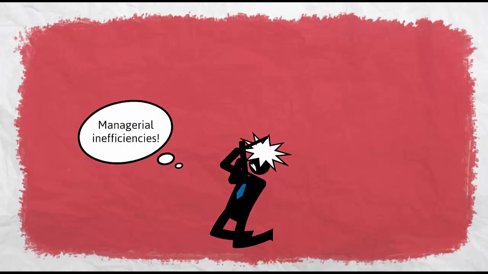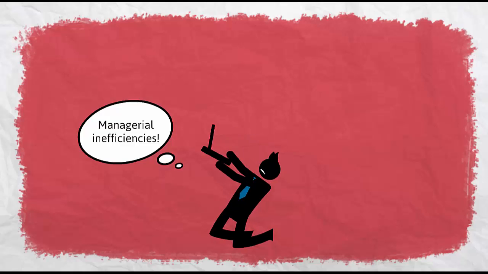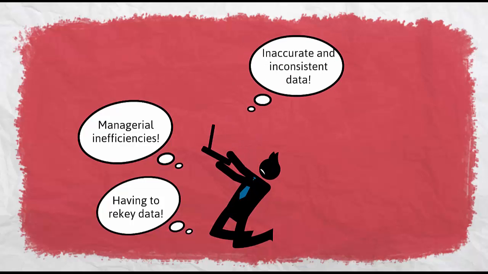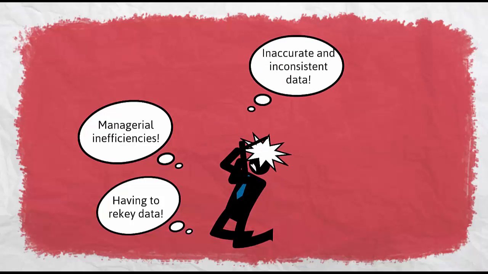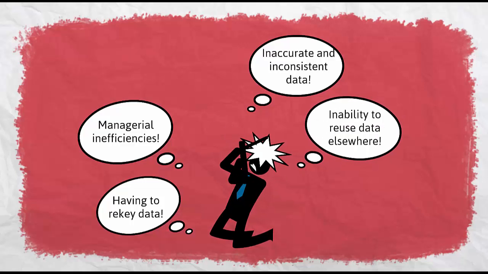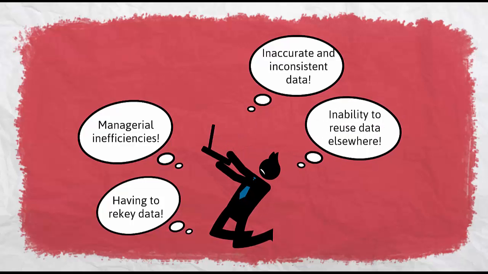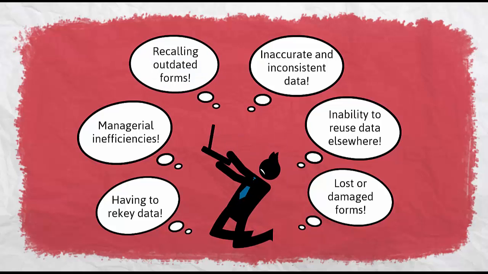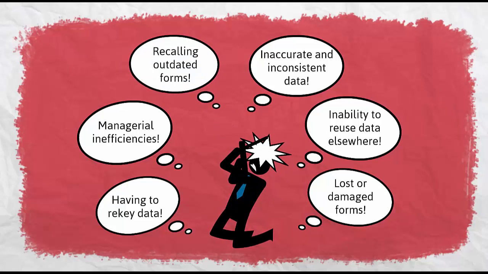Managerial inefficiencies associated with too many forms located in too many places. Data must be re-entered from paper forms into organizational systems. Data is often inaccurate or inconsistent due to no data entry constraints or validations. Data cannot be used by other systems due to not being integrated. Forms can easily be damaged or lost, wasting time and money. Existing forms must be recalled once new or updated forms are produced.